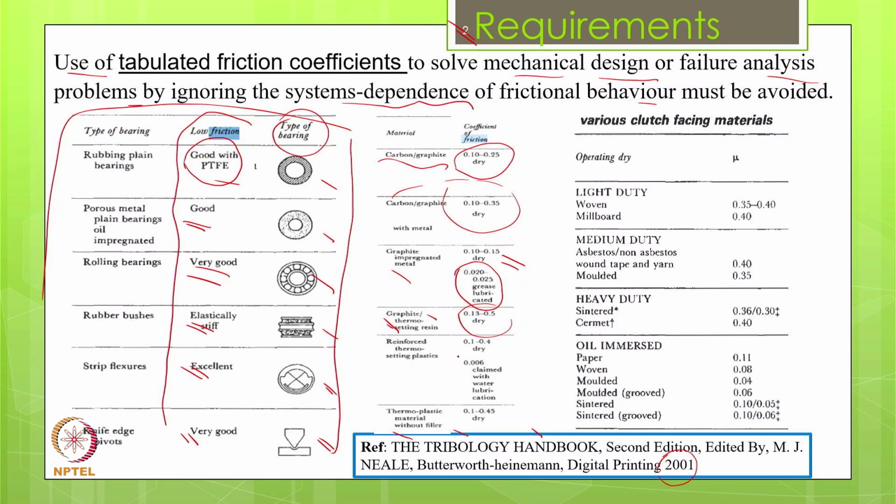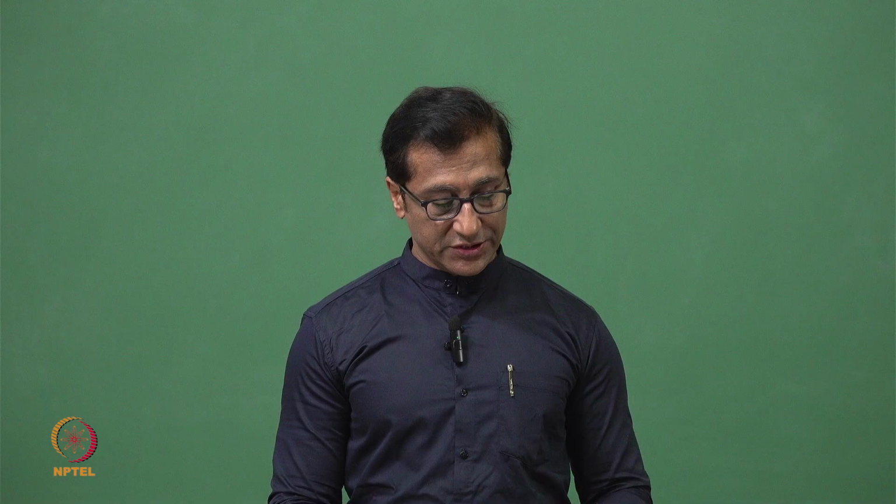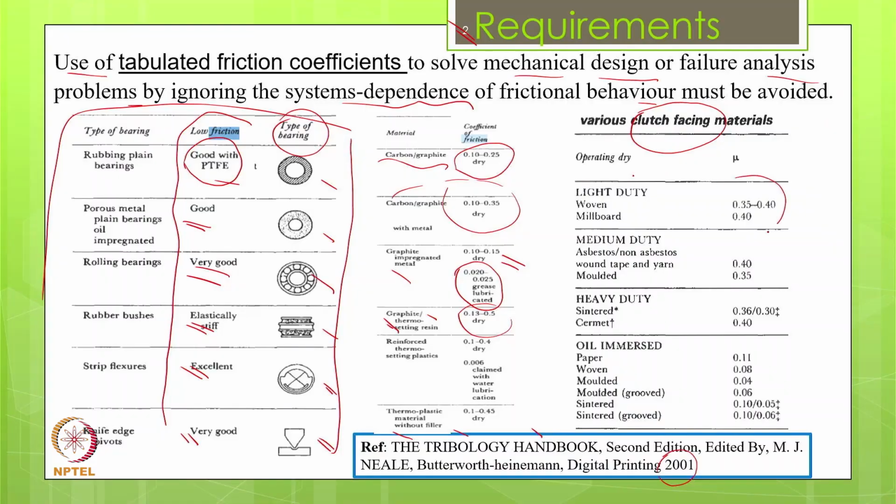Similarly, other cases also. Now in a third table, which shows the clutch facing material, we are trying to find suitable materials for clutches. Here the coefficient of friction needs to be on the higher side because we really require mechanical transmission. Now here the materials have been given for light duty, medium duty, heavy duty, and all immersed cases. How do I utilize this?